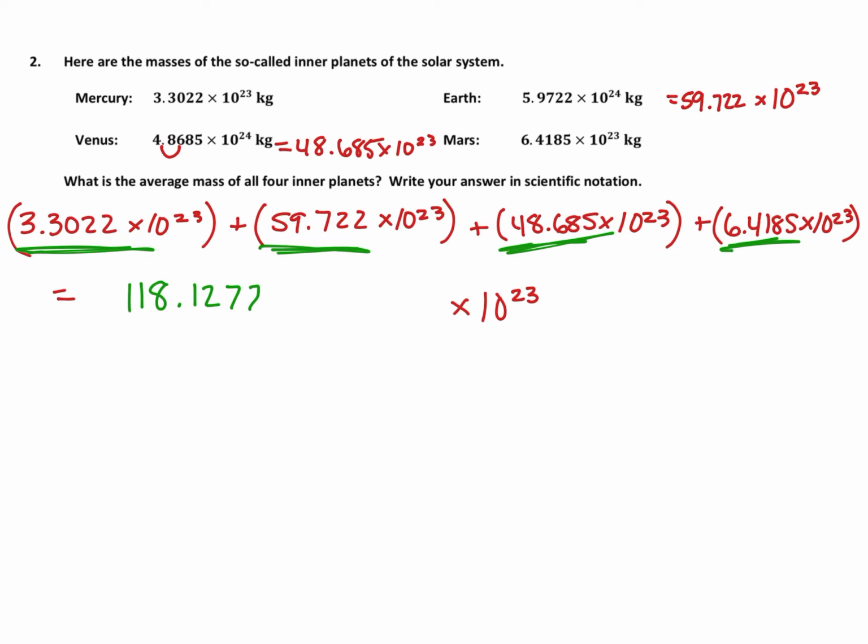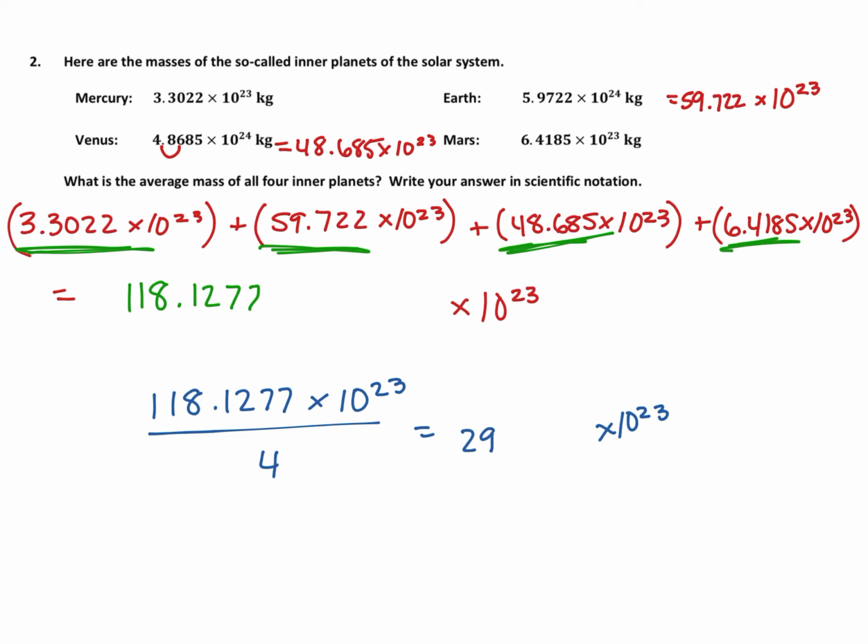To find the average mass, we need to take that value and divide it by 4, because there are 4 planets being added together. That's supposed to say 23. When we divide, all we have to do is worry about these 2 pieces. We don't need to worry about the 10 to the 23rd. Okay, 118.1277 divided by 4 should be about 29.531925.